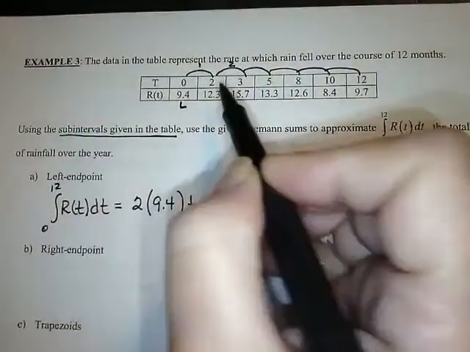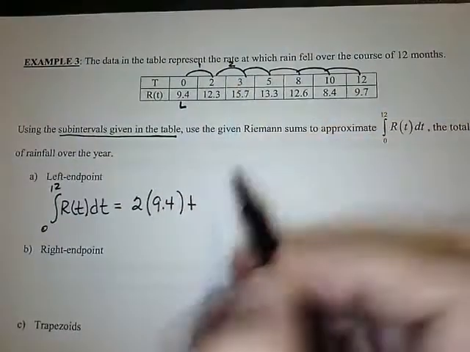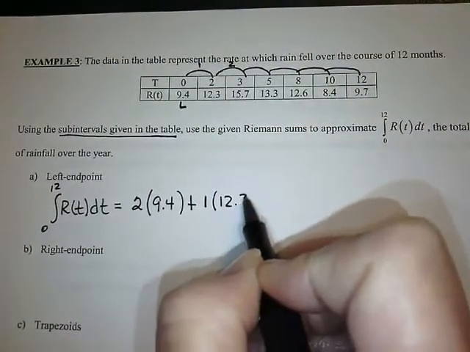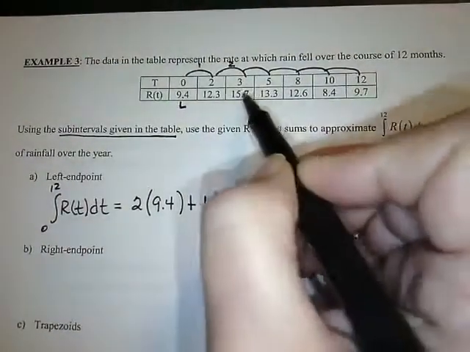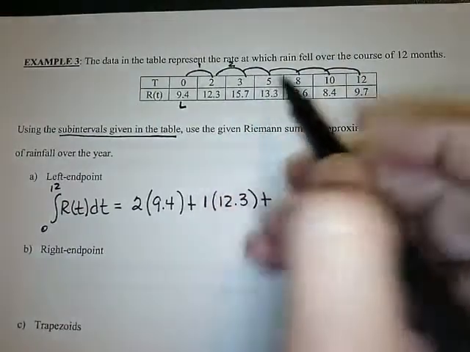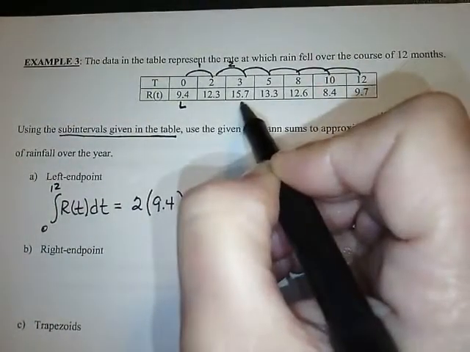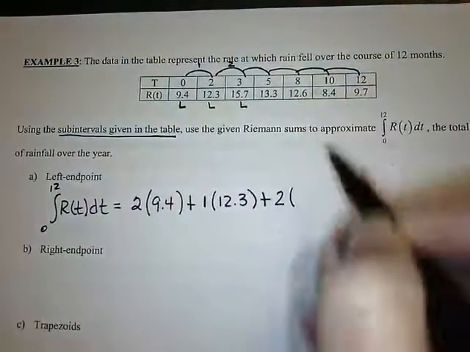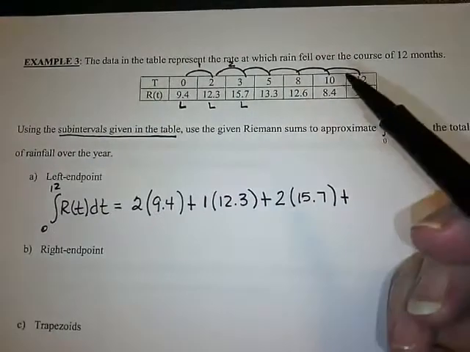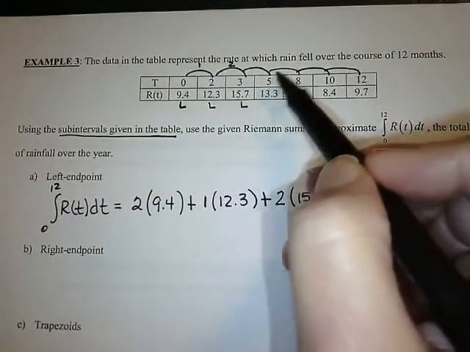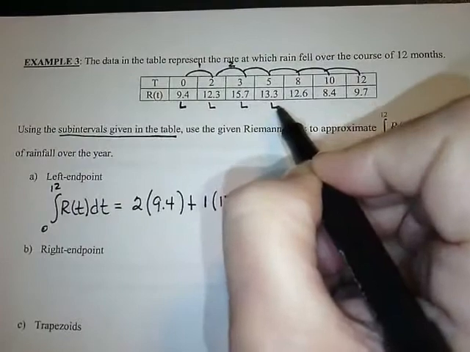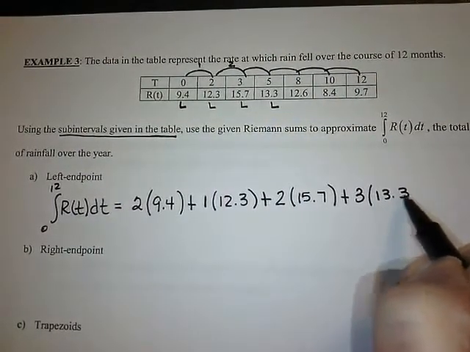All right, so then I keep going. So the base here from 2 to 3 is only 1. On the left-hand side, it connects, so it would be 12.3. Okay, so then I move to rectangle 3. So this is going to have a width of 2, right? Connecting on the left-hand side. So this was left, this is left. So 15.7. Okay, then I keep going. So now I'm at between 5 and 8. So 5 and 8 is 3. Connecting on the left-hand side is 13.3.